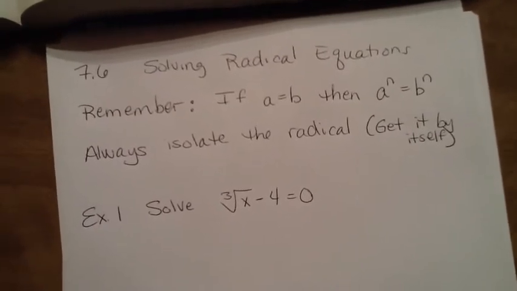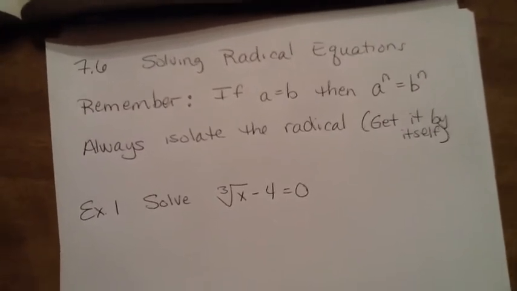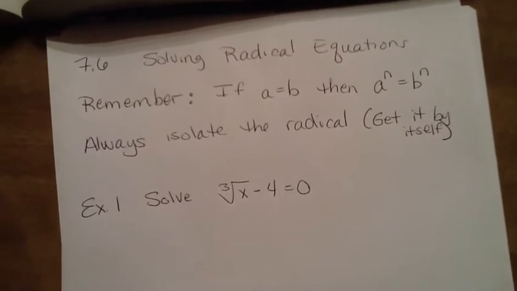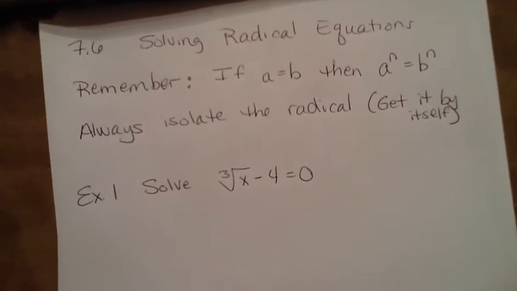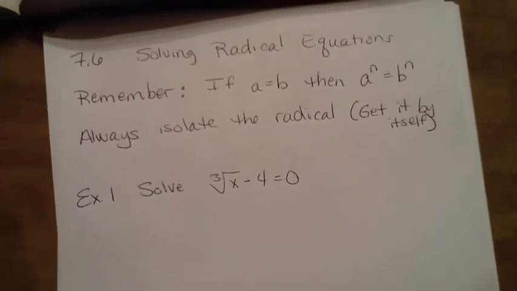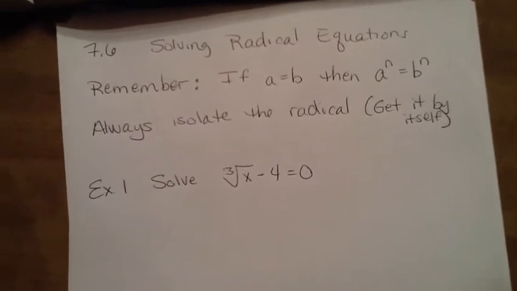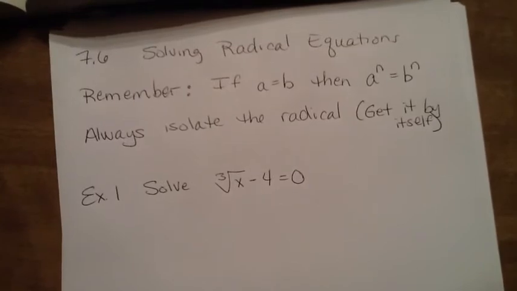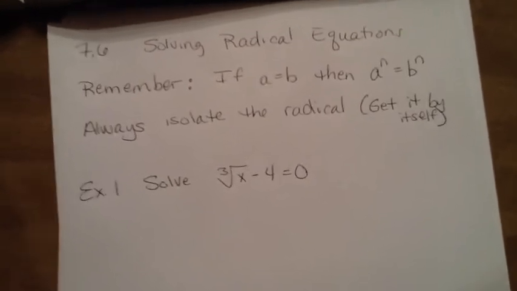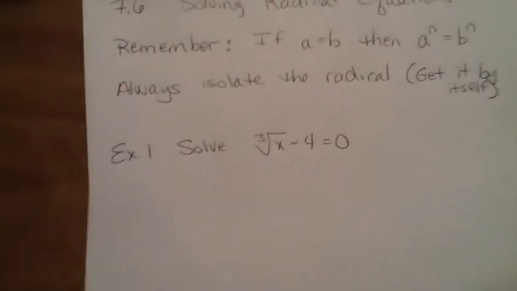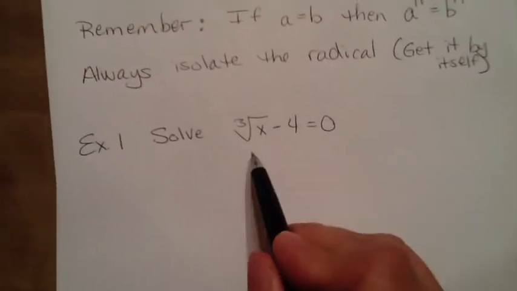Now, I don't have the notes in front of me, so I'm just going to give you examples from the book. Remember, if A equals B, then if I square it or cube it on both sides, it will be equal. The n is an exponent. You always want to get the radical by itself. So let's look at this one. We're going to try and solve, sorry about the shakiness, guys, this one.